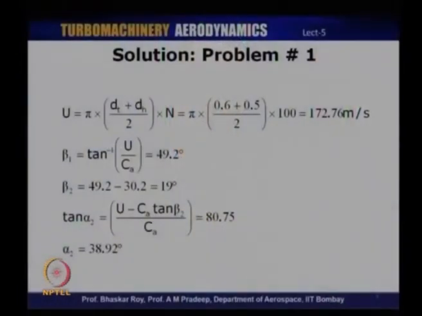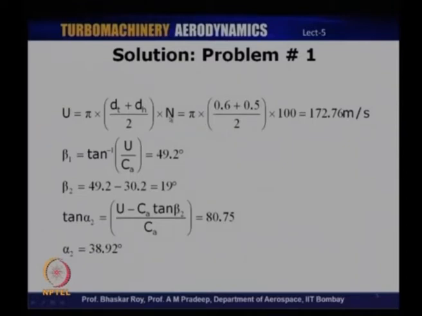So, what is given to us are the tip and hub diameters. The tip diameter is given as 60 centimeter and the hub diameter is given as 50 centimeter. Rotational speed is given as 100 revolutions per second. So, based on this, we can calculate the mean blade speed, that is U mean, which will be pi D mean into N, and here D mean would be D tip plus D hub divided by 2. So, this gives the mean diameter, multiplied by the speed, which is in revolutions per second.